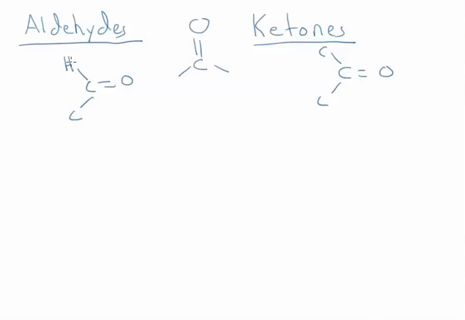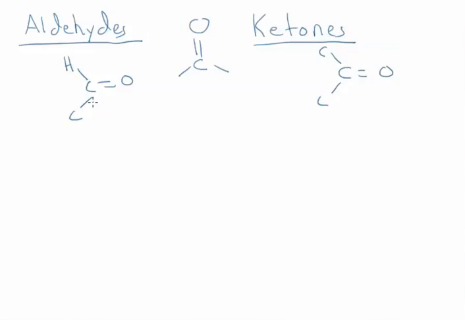Let's name aldehydes first because they're easier. We don't have to tell the location of this carbon and this double bond because it's always at the end. By definition, if it's an aldehyde, it's at the end. So we don't have to use numbers for this. We just drop the E at the end and make it al.